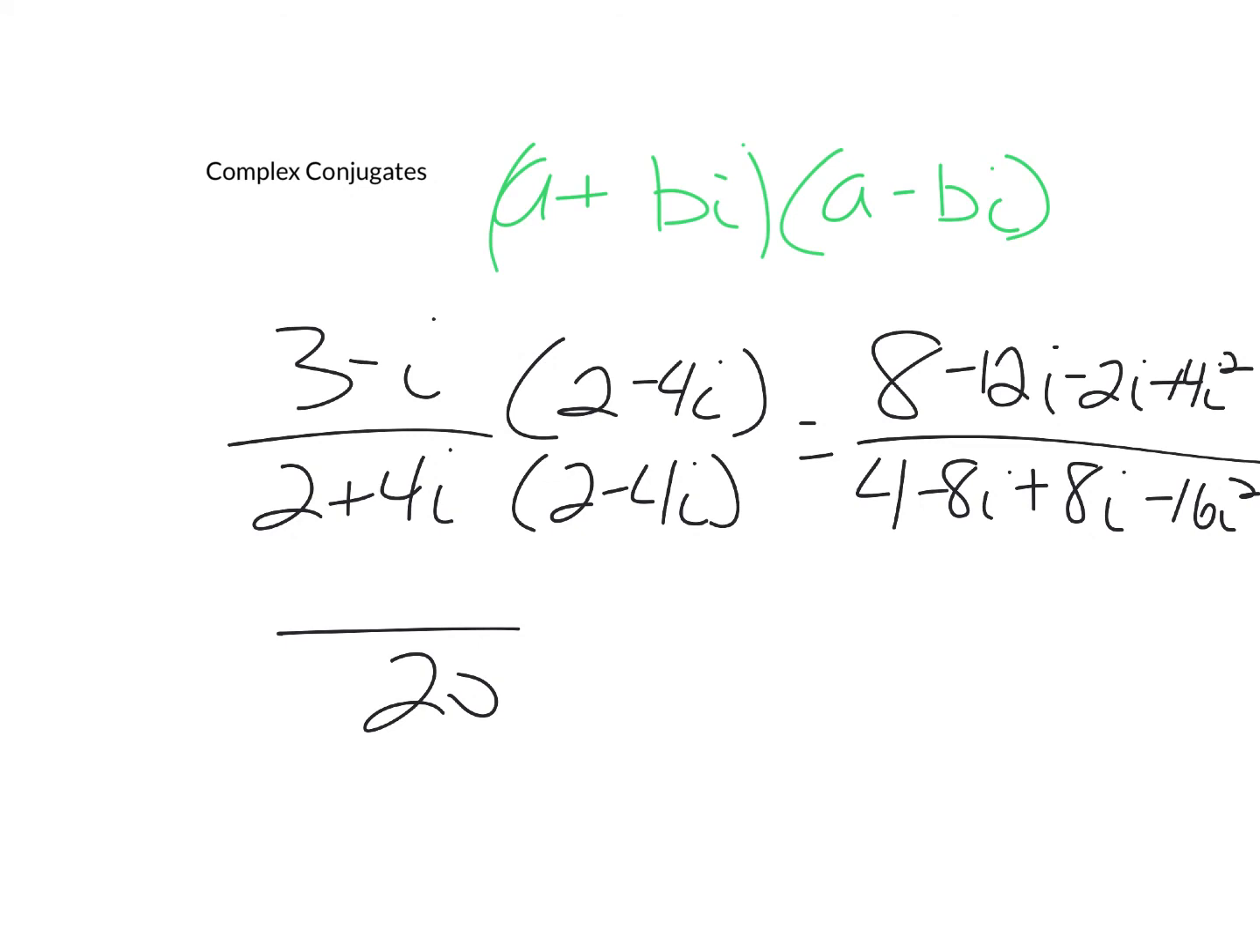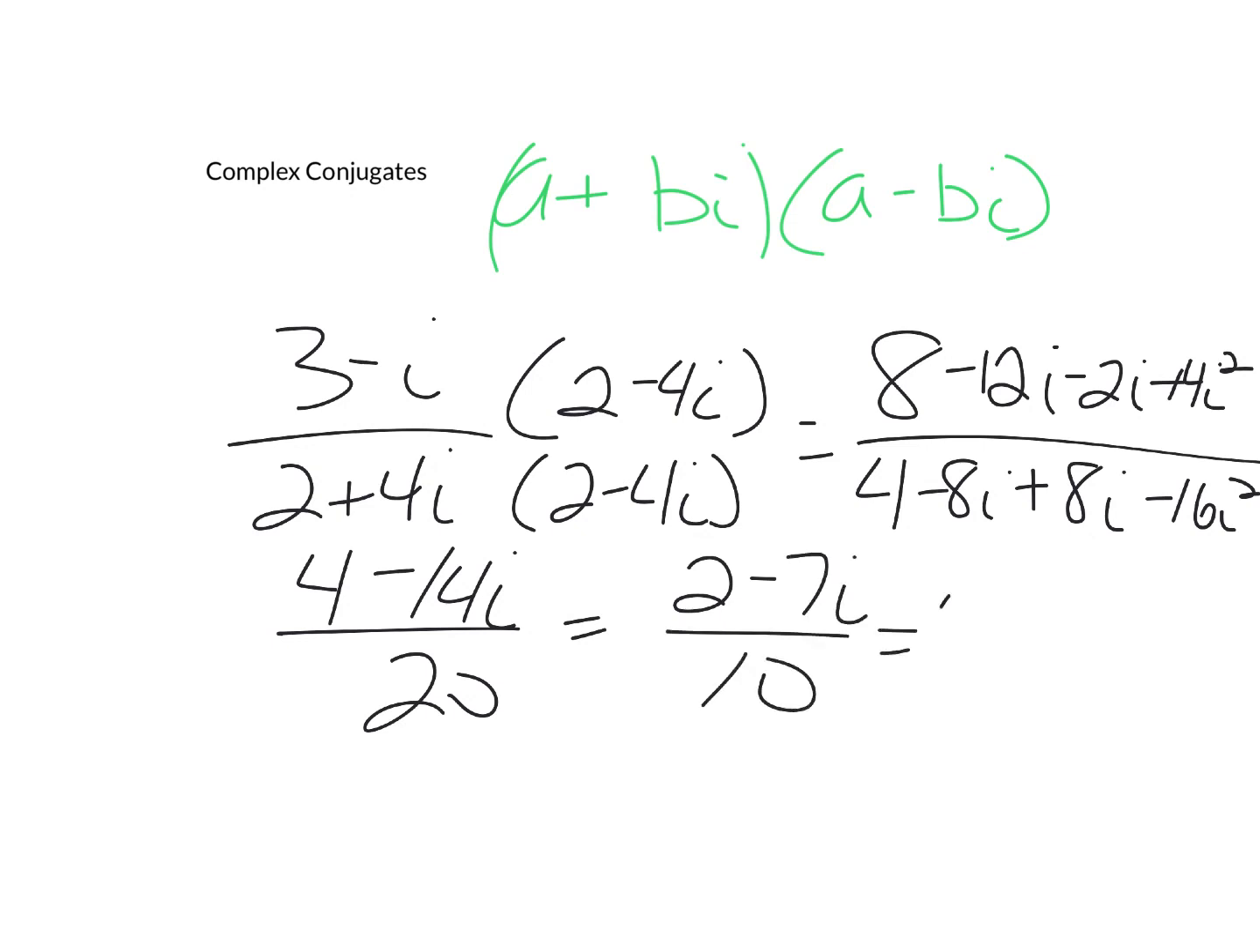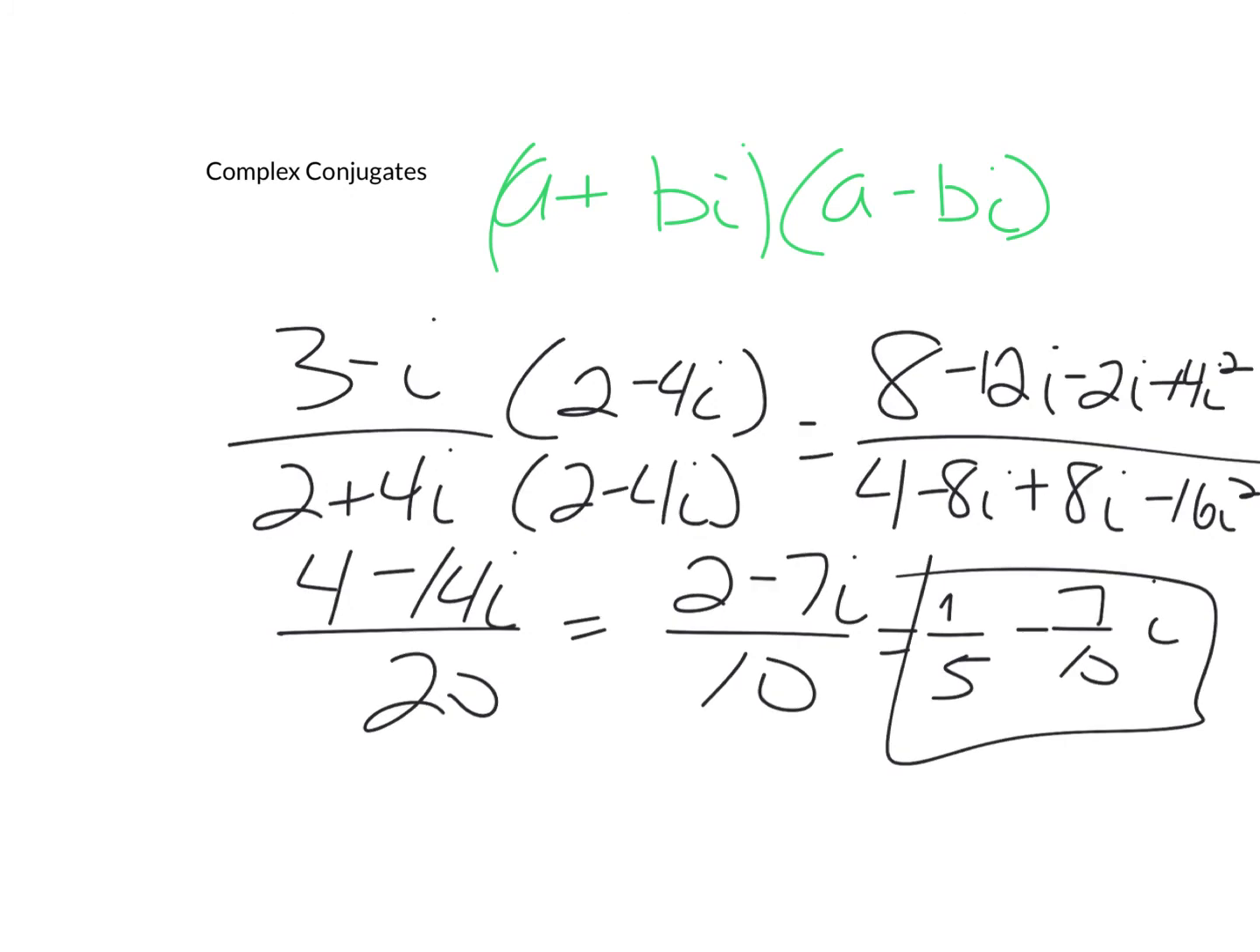And then for the numerator, 4i squared is going to be negative 4, so negative 4 plus 8 is 4, minus 14i. We can simplify this. We can factor out a 2 everywhere, so it would be 2 minus 7i over 10. You might also write this as 1 over 5 minus 7 over 10i, if you are separating them.